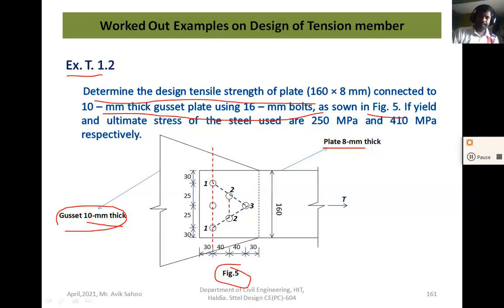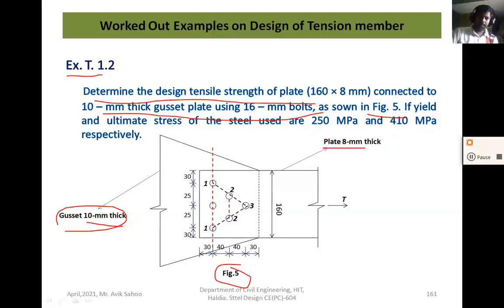So we are using the 16 dia bolt. So bolt diameter is M16 bolt are used. The bolt marking is this way: 1, 2, 3, then again 2, 1.